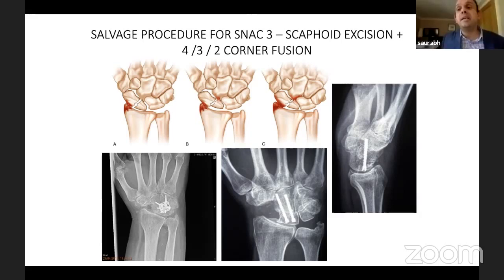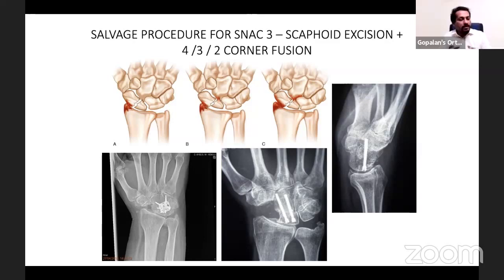Correct, because it bails you out of SLAC, SNAC, perilunate. It makes your life so easy. Otherwise, because I remember giving exams 8 years back, it's so hard. They want me to know wrist and spine and hip. It's not fair. So unless you generalize things, it never comes out at spinal level.